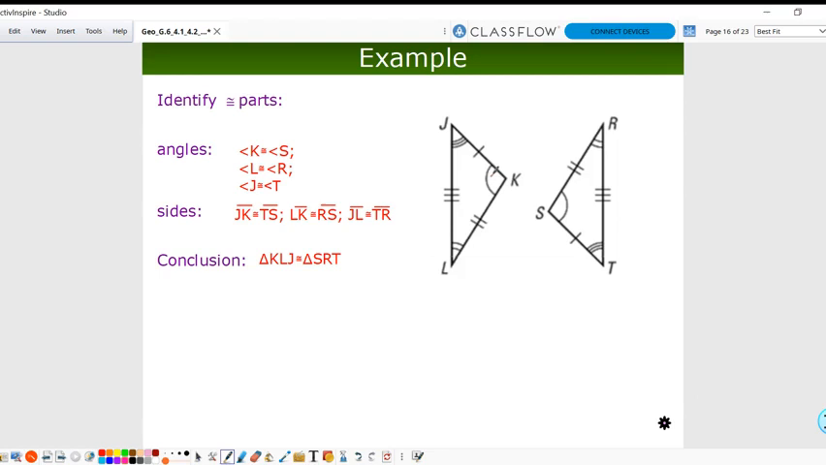Angle K is congruent to angle S. Angle L is congruent to angle R. Angle J is congruent to angle T. Be careful naming your sides. You want to go from angle to angle.